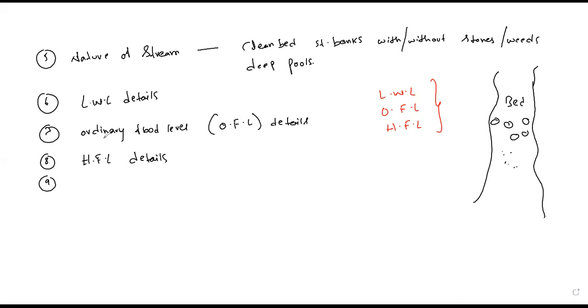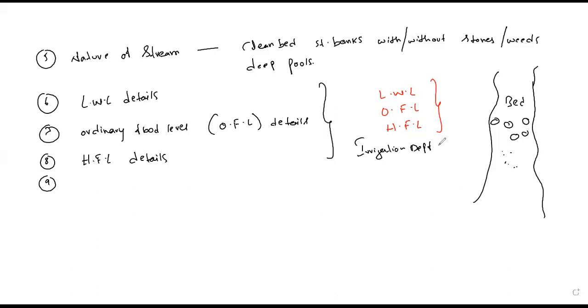So can anyone tell me from where you are going to get these details? Low water level, high flood level, ordinary flood level, where do they come from? From where? Who will give these details? Which department will give these details? At least tell me. Which department? So, irrigation department.